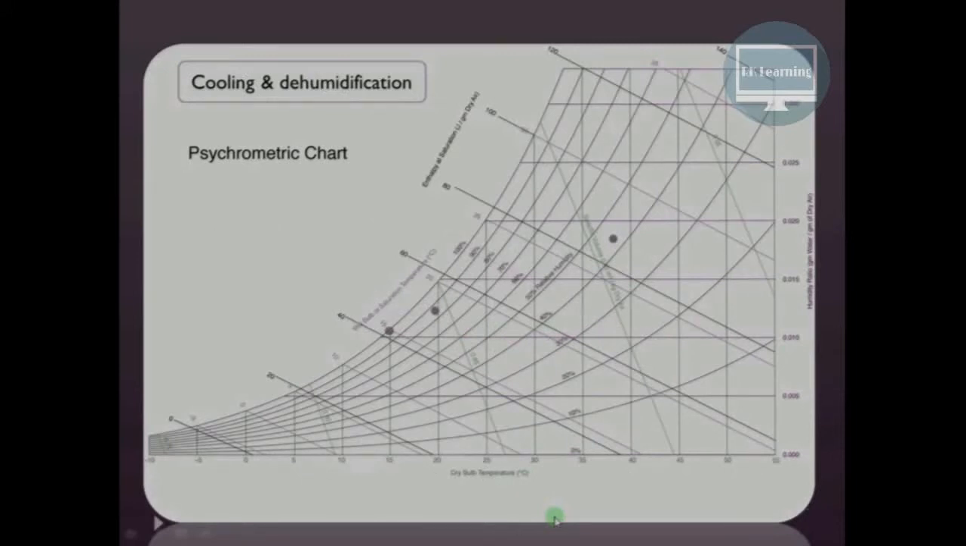Now let us see another process which is known as cooling and dehumidification. So as you can see, at point 1, the dry bulb temperature is nearly around 38 degrees centigrade. At point 2, the temperature is 20 degrees centigrade and the saturation temperature of the air is 15 degrees centigrade. So there is a cooling of the air from 38 degrees centigrade to ideally 15 degrees centigrade, or actually it should be around 20 degrees centigrade.